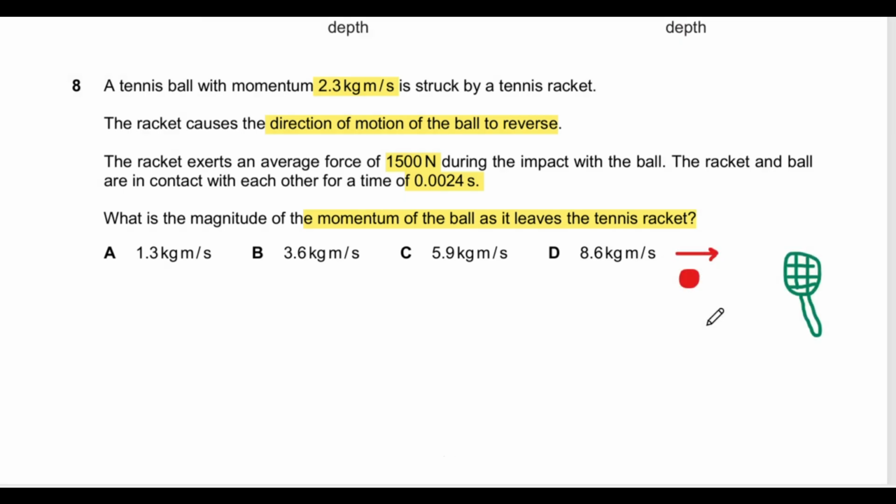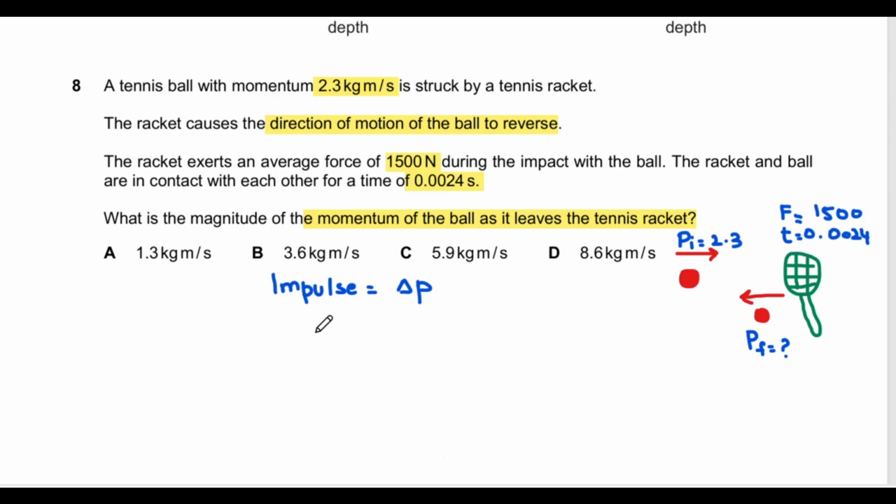There is a racket and the ball is traveling towards the racket with the momentum of 2.3 kilogram meter per second. And after striking the racket, the ball returns back with the final momentum that we have to calculate, and the ball is in contact with the racket for 0.0024 seconds and the racket exerts a force of 1500 Newton on the ball. We can use the formula impulse is equal to change in momentum.